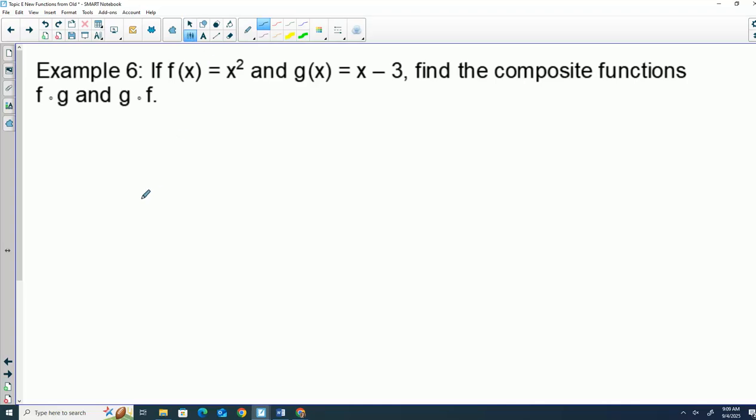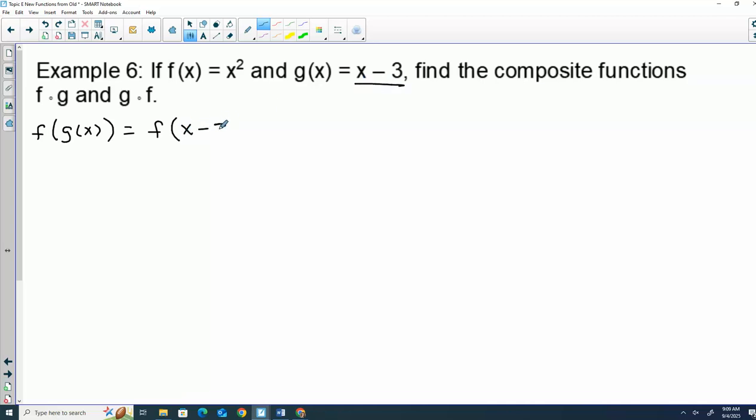from the graph. Now let's do it with these equations. Does order matter when we are doing compositions? Yes, there is a difference in the order. So, F composed with G. This means F of G of X. So you start on the inside.